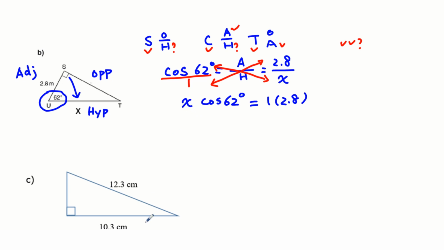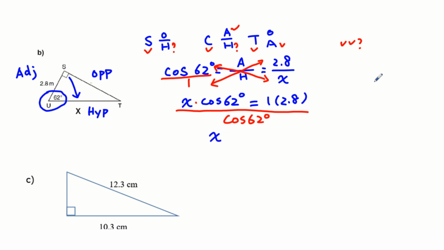Then we want to solve for the cosine. For the x, we need to move the cosine 62 to the other side, do the opposite operation. X cosine 62, no operation sign means multiply. So the opposite of multiplication is division. We divide cosine 62 on both sides. Then we get the answer for x.